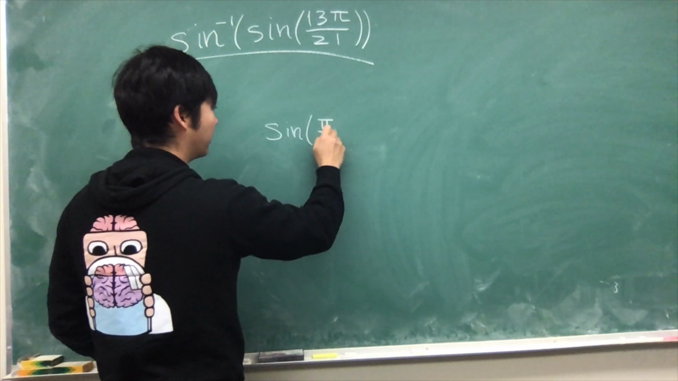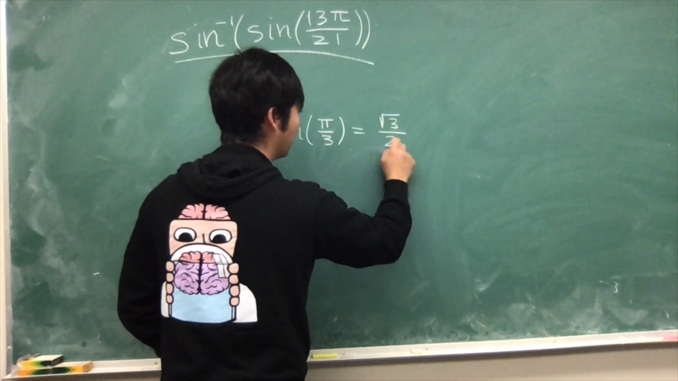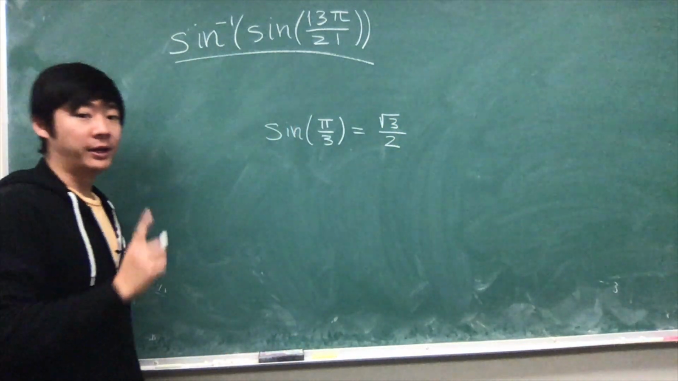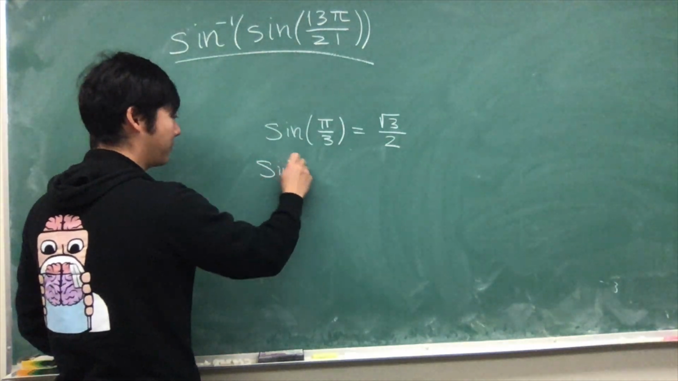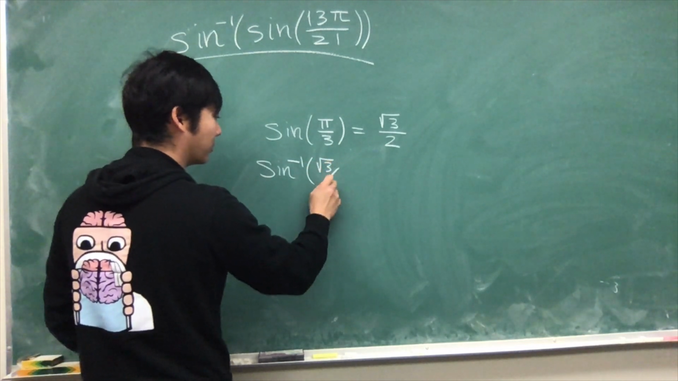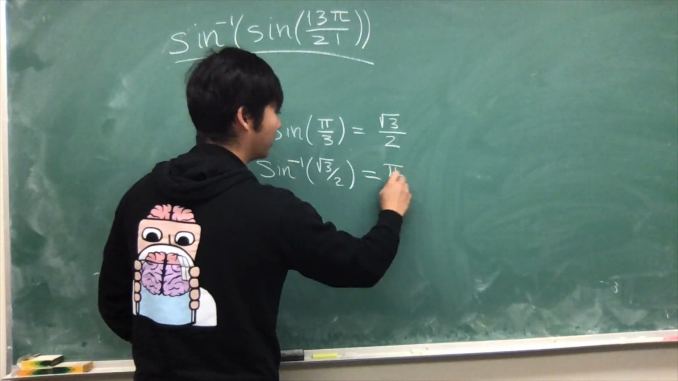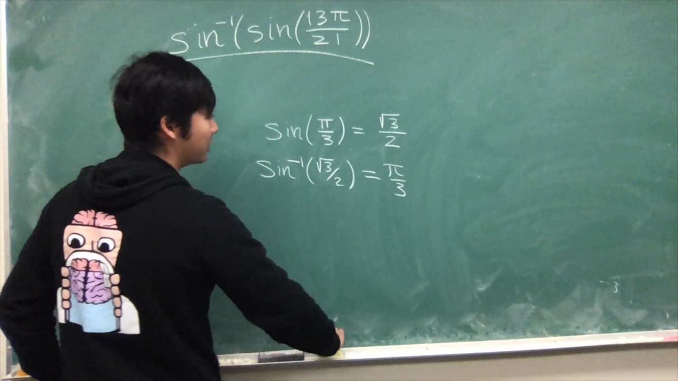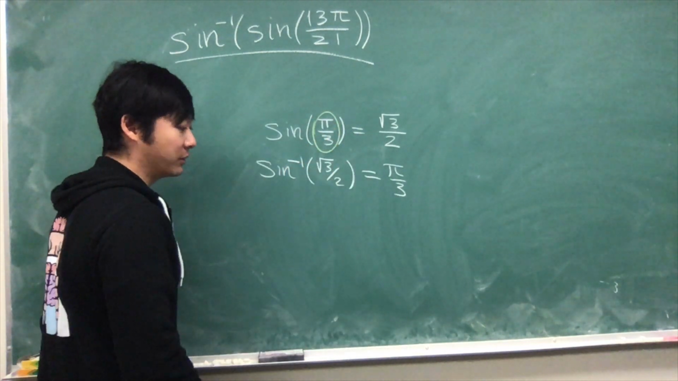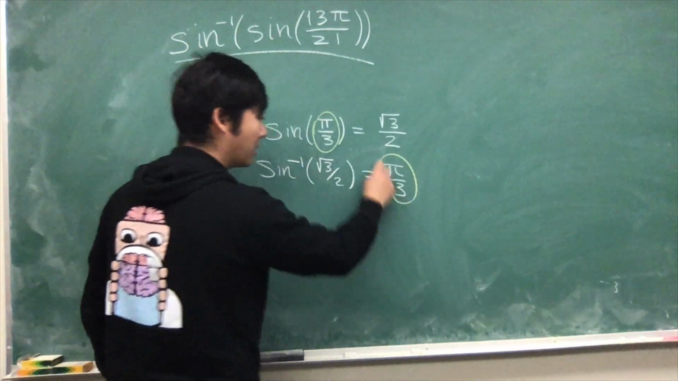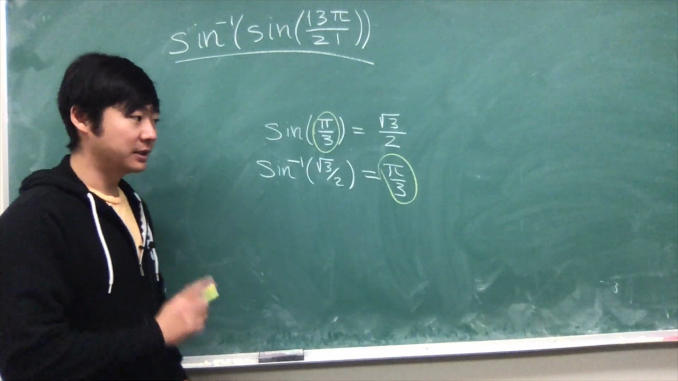We know, for instance, that sine of pi over 3 will be root 3 over 2. So the inverse function is the backwards relation. So inverse sine of root 3 over 2 is equal to pi over 3. Since sine of pi over 3 is root 3 over 2, that means that inverse sine of root 3 over 2 is pi over 3. So this is the inverse relation.